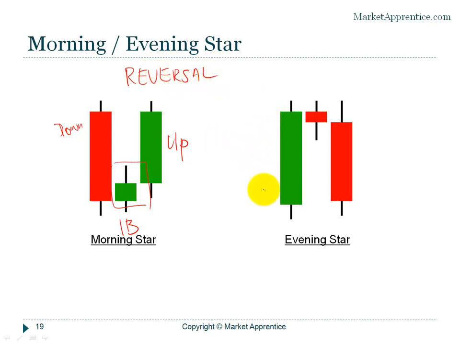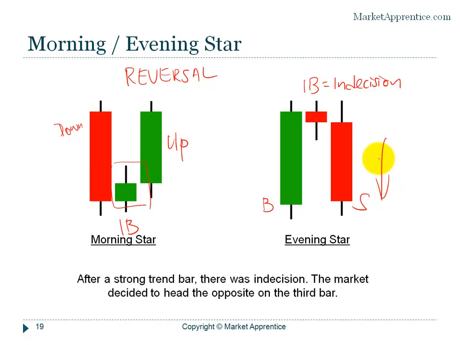Likewise, in the evening star, you started off where the buyers were taking control. Then there was an inside bar, which represented indecision. And when the third session came in, the sellers took control and took price all the way down. As you can see, after a strong trend bar, there was indecision. The market then decided to head in a complete opposite direction on the third bar.